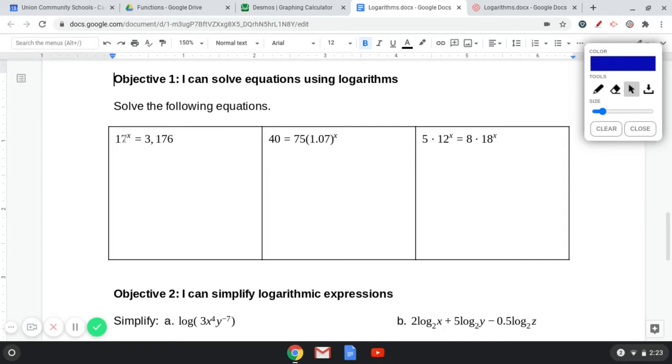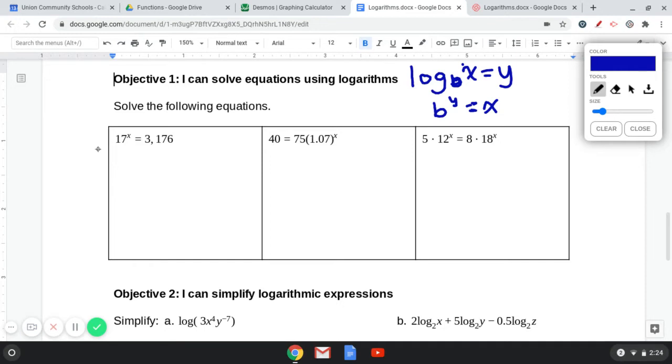So 17 to the x equals 3,176. So 17 to the what power is 3,176? We're going to use logarithms. I'm going to write out the rule we're going to use, which is log base b of x equals y. So log base b, whatever that base is, of x equals y. This is the same thing as saying b to the y equals x. These are inverses of each other.